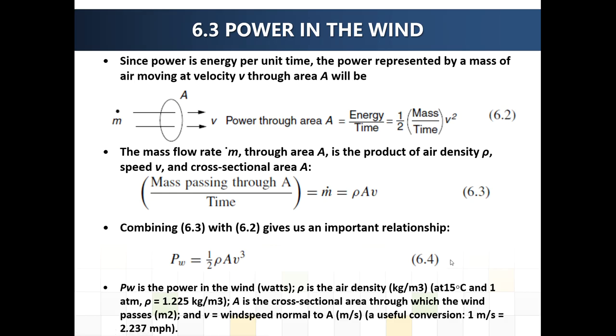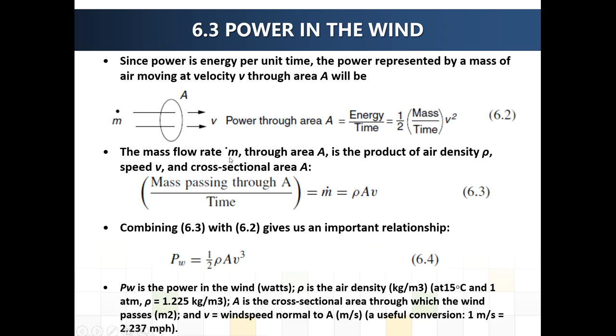Now let's start section 6.3, power in the wind. Since power is energy per unit time, the power represented by a mass of air moving at a velocity through area A is equal to energy divided by time. That is equal to 1/2 mass divided by time multiplied by v squared. V represents the velocity.